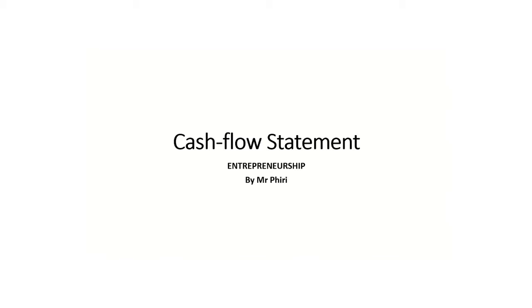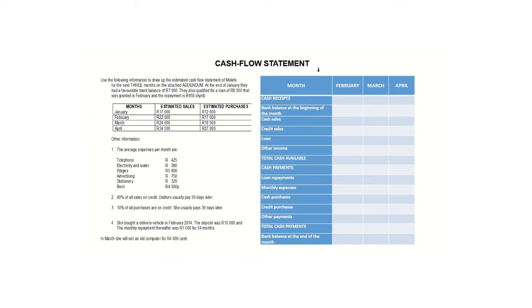Okay, let's go through the slide. On your left is the activity, and on the right is the addendum. In some cases, you're going to find this question separately. The addendum will be given to you to complete. I'm going to explain firstly what cash flow is. Cash flow means, in terms of business, where the money is going to come from and where we are going to spend the money.